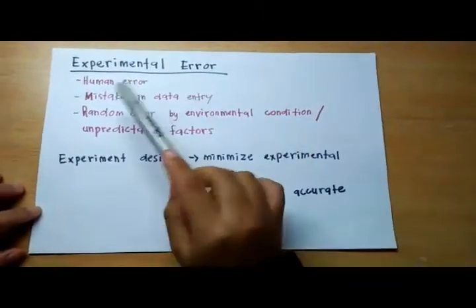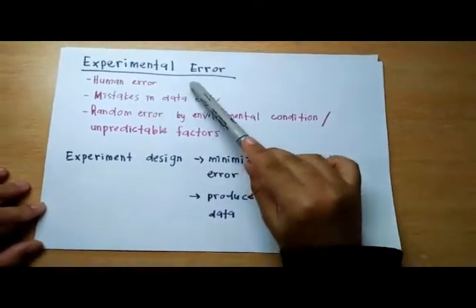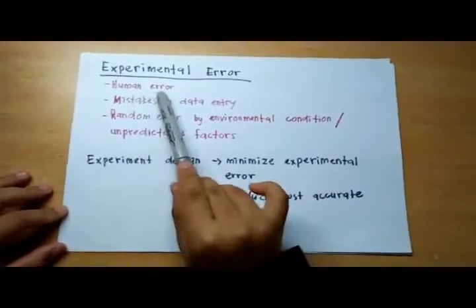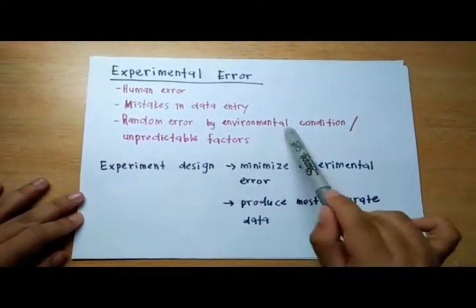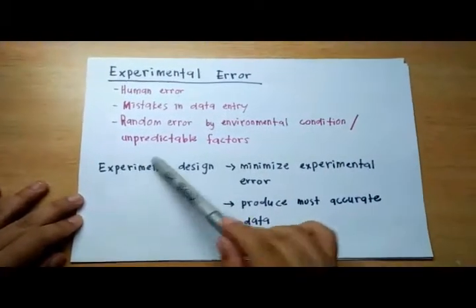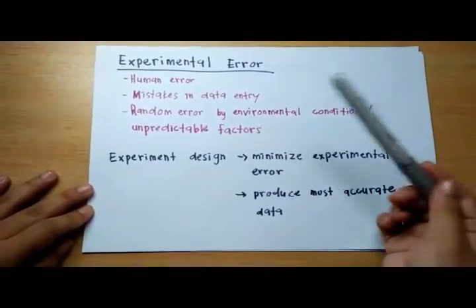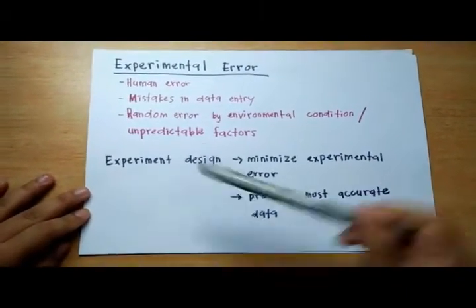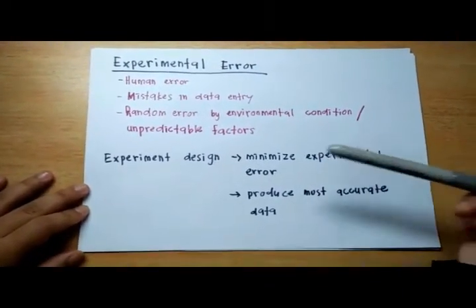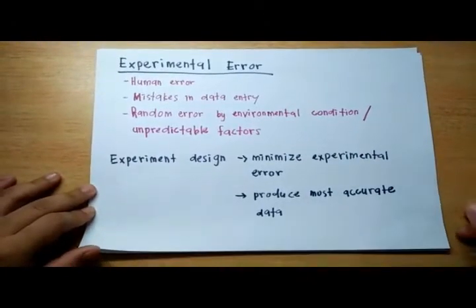Next, we have experimental error. Experimental error includes human error, mistakes in data entry, and random error from environmental conditions or unpredictable factors. In this chapter, we need experimental design to minimize experimental error and produce the most accurate data.